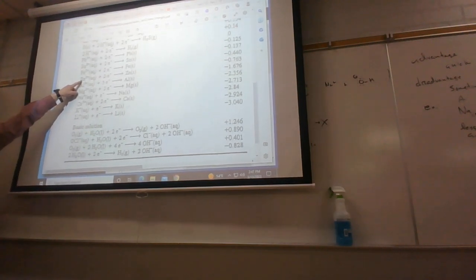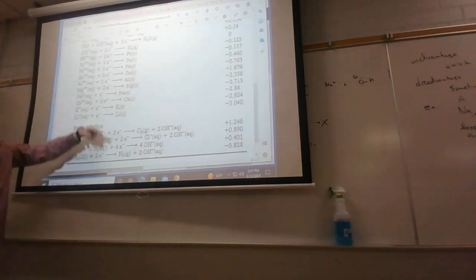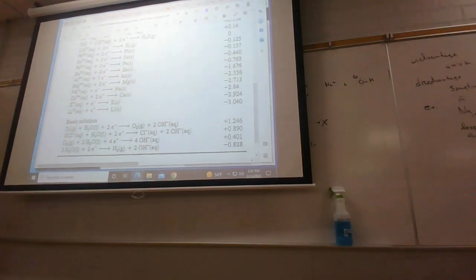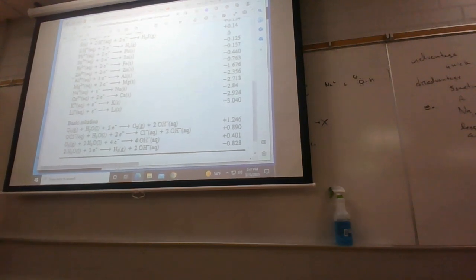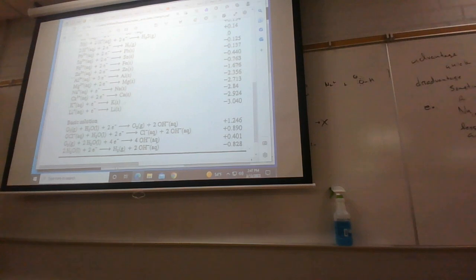Water is weaker than zinc ion, but stronger than aluminum ion. So water fits right there. And so water is both a reducing agent and an oxidizing agent. It's also both an acid and a base. Both an acid and base we call an amphoteric.